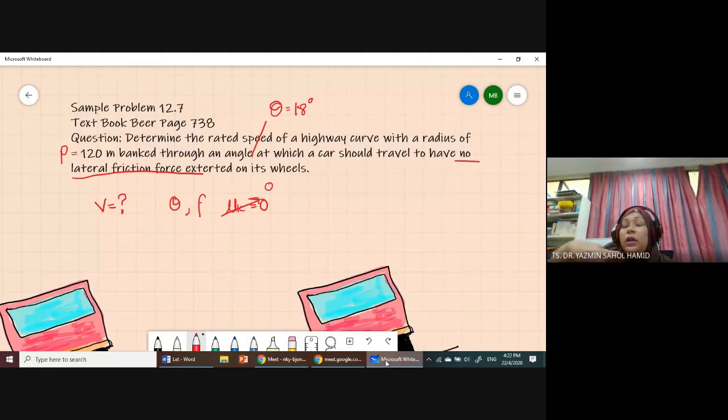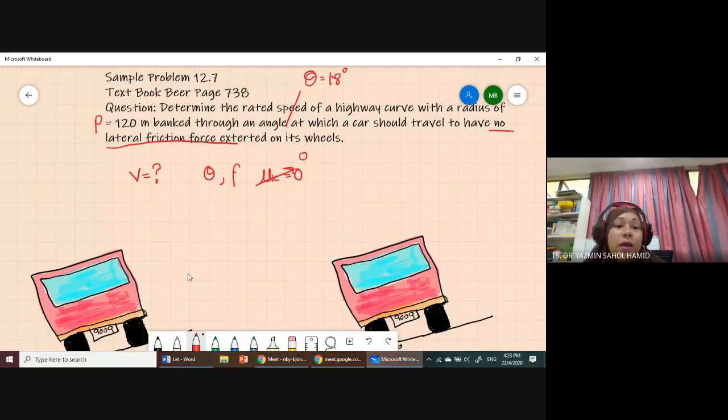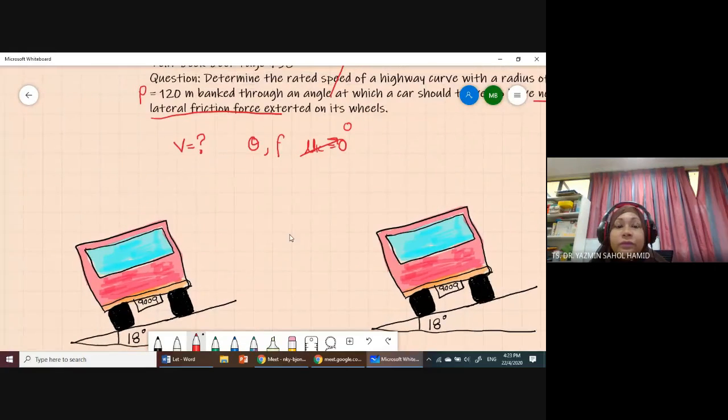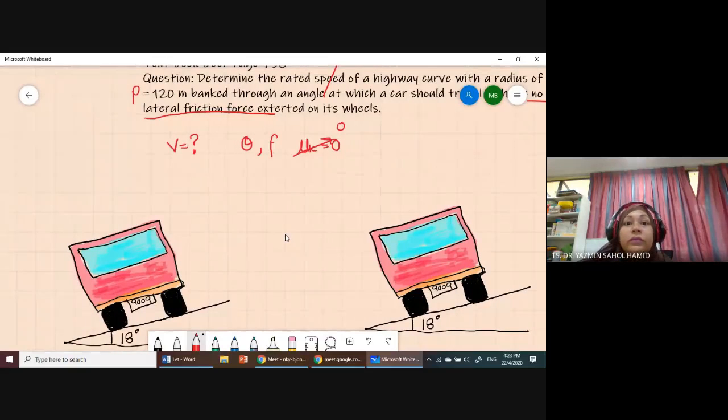and the highway is curved with a radius of 120 meters? The question did not mention a car or a bicycle or a bike, but let's assume a car is positioned on the highway curve. Here is a picture of the car banked on a highway curve of 18 degrees. So now the question: what is the velocity? The other information we have is rho, 120 meters.